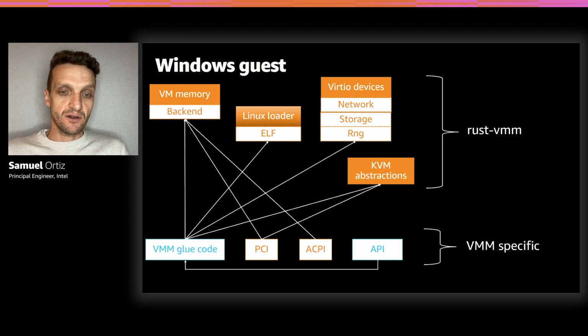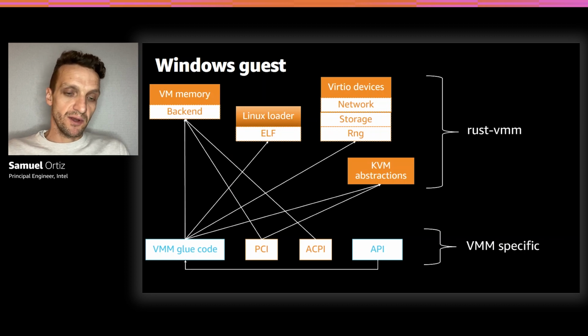The virtualization devices are almost the same as the VMM reference ones, except we added the RNG, which is a random number generator Power Virtualized device. And we're using the KVM abstraction crate from Rust-vmm again. Some parts of this VMM also have specific crates. We have our own VMM glue code. Obviously, we need to put all those crates together into this glue code. We have an API that talks to this glue code and exposes the VMM to the user and the tenant.